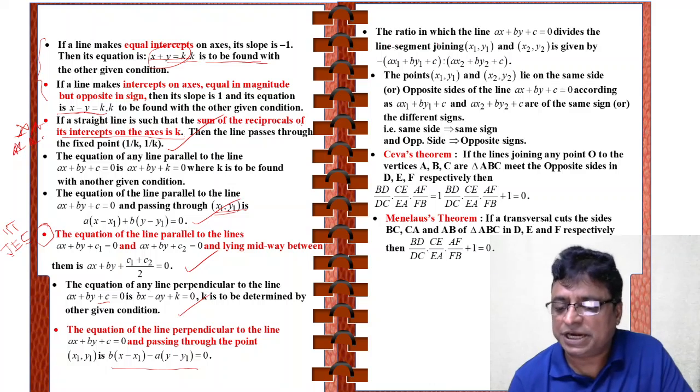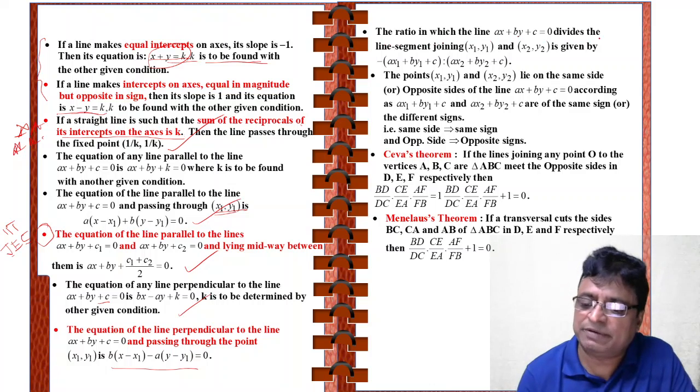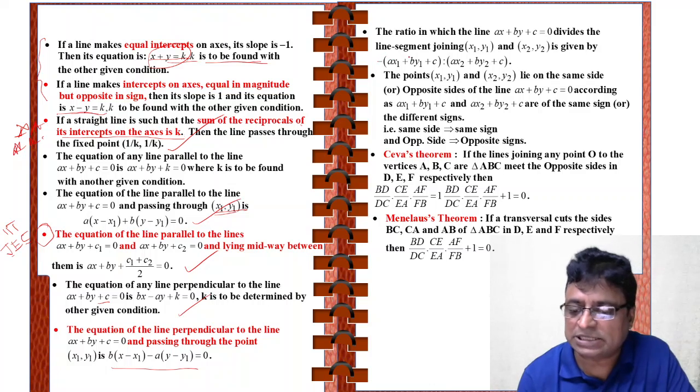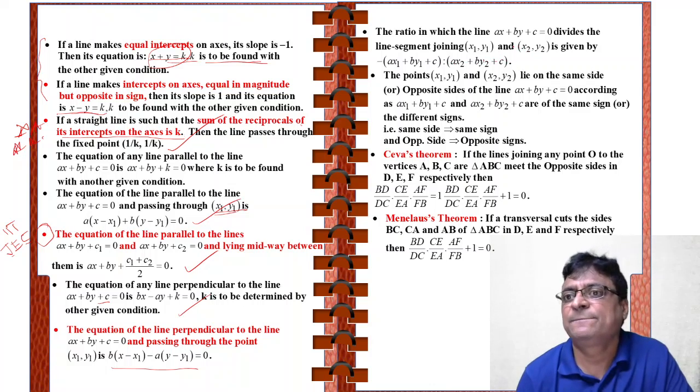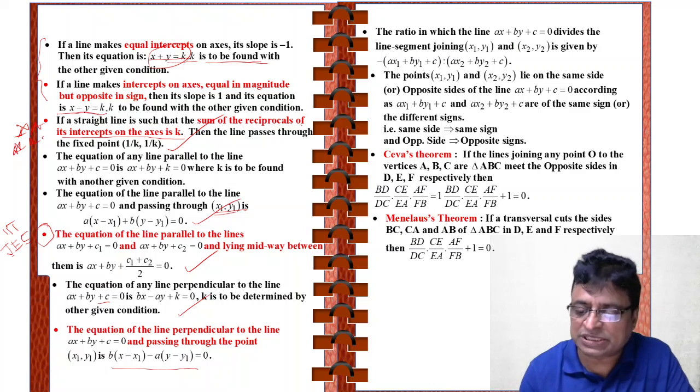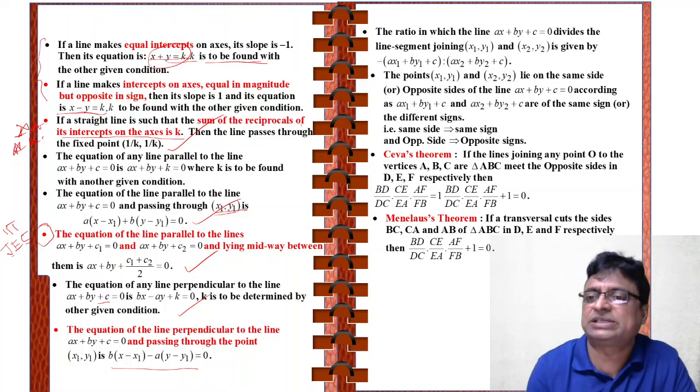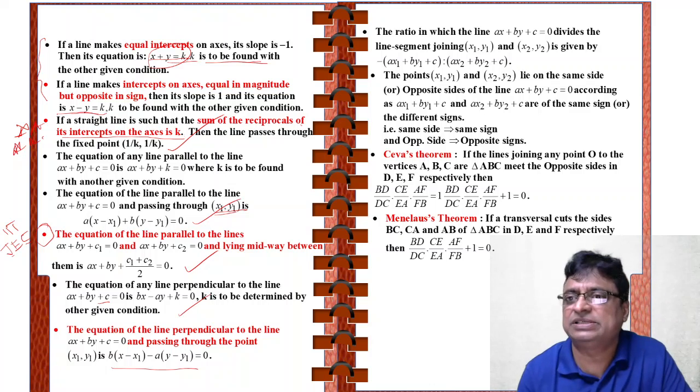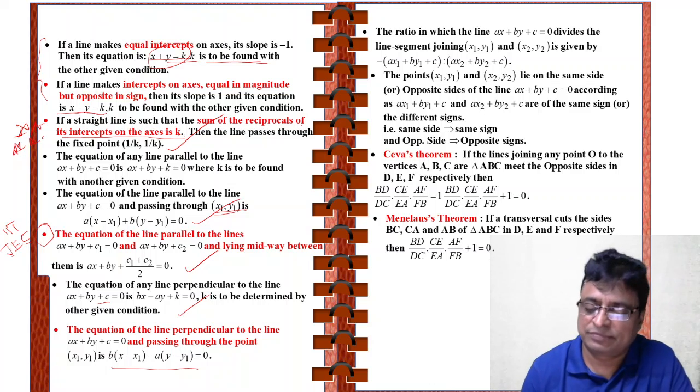And of course the ratio in which the line ax plus by plus c equal to 0 divides the line segment joining the points (x1, y1) and (x2, y2) is minus of (ax1 plus by1 plus c) is to (ax2 plus by2 plus c). And if the ratio is positive, then the points lie on the same side, otherwise they lie on opposite sides.